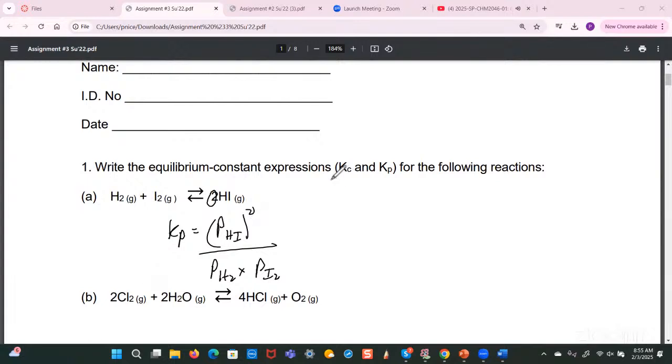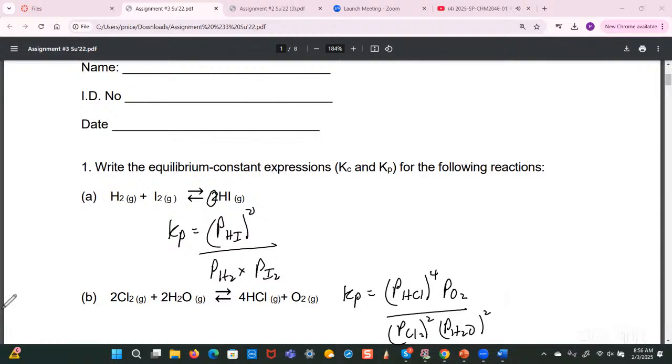So let me hear what you have to say for B. What is Kp for B? Pressure of HCl raised to the fourth times pressure of O2 divided by pressure of Cl2 squared times pressure of H2O squared, and that's it. All right?